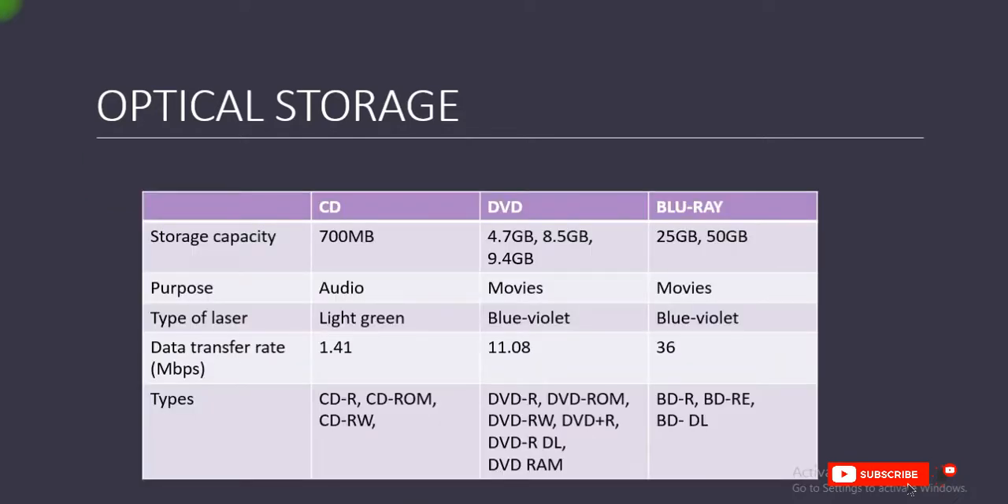Now let us look at a comparison. Let's just do a comparison now of the different types of optical disc, and I have here 3. So we have the CD, DVD, and the Blu-ray disc. Now in terms of storage capacity, the CD, it maxes out at 700 megabytes.